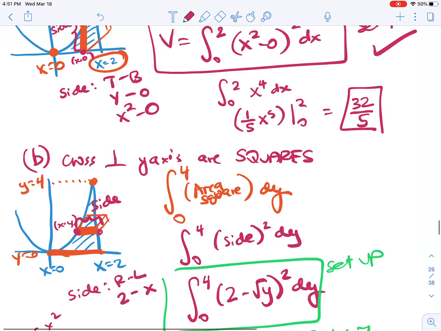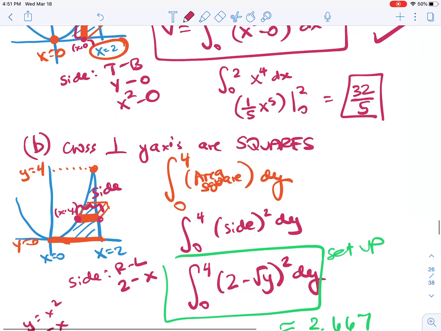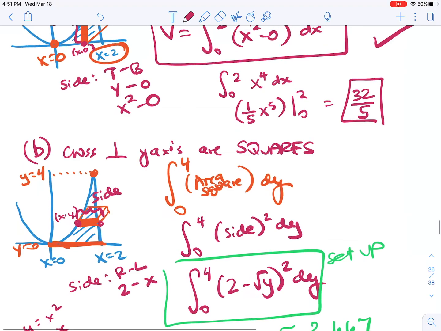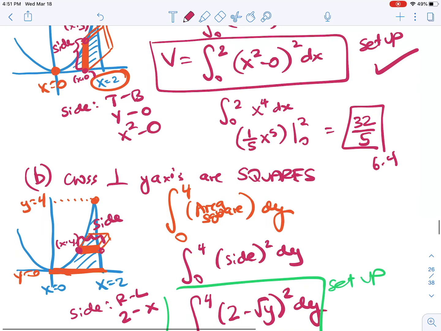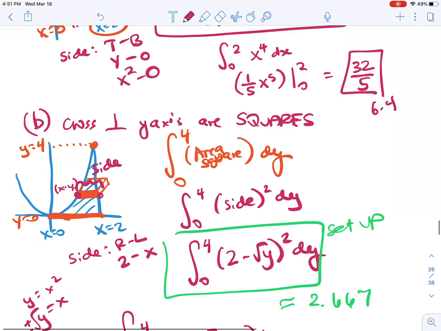Okay, so something I want to mention right here that I forgot to mention in our last video at the end: I left it at the setup moment for evaluating that integral. I am going to get a different answer than 32 divided by 5 as in the previous run, at cross sections that were in a different orientation. This is 6.4. If I were just setting it up, I could leave it where I left it.